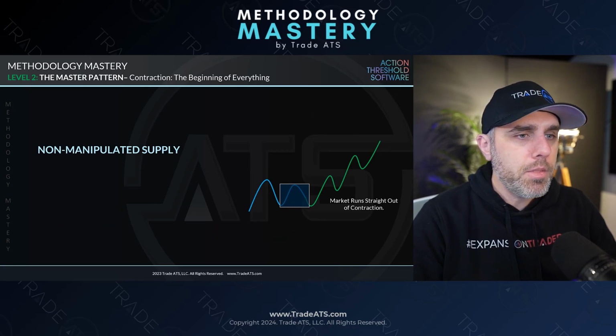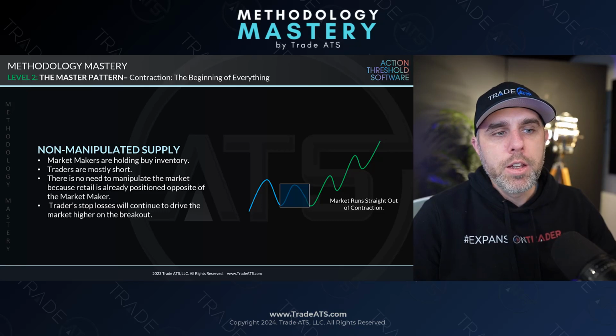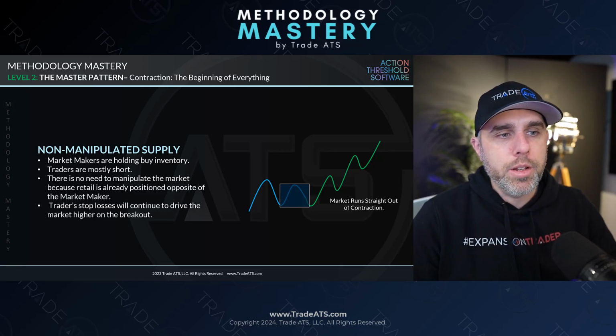in detail. So again, non-manipulated supply. Market makers are holding buy inventory. Traders are mostly short at this point. There's no need to manipulate the market because retail is already positioned opposite the market maker. Trader stop losses will continue to drive the market higher on the breakout.